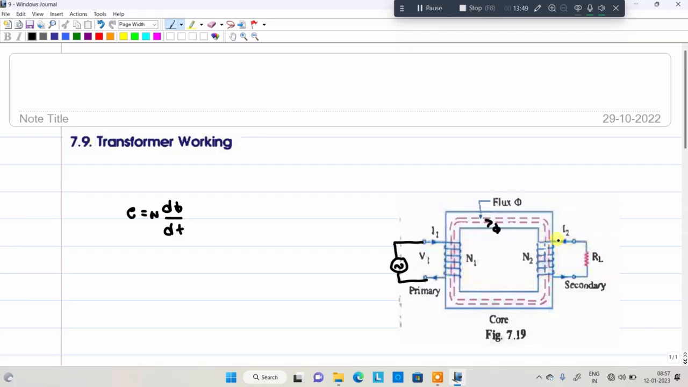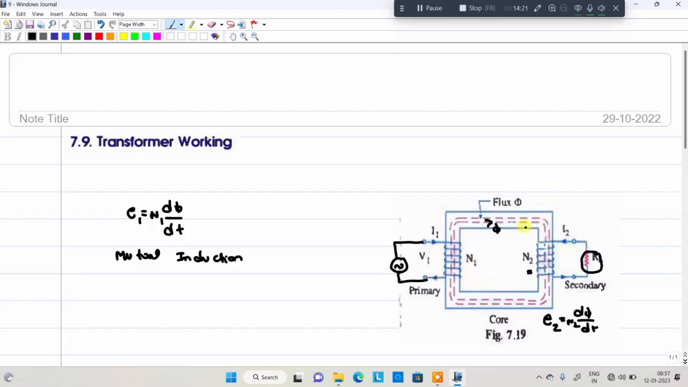Due to mutual induction, this magnetic flux cuts the secondary winding. Whenever magnetic flux cuts the secondary winding, it also induces an EMF. For example, this is E1 with N1 turns, and in the secondary case it also induces an EMF, E2 = N2 dφ/dt. This induced EMF is induced in the secondary winding, which is connected to the load.